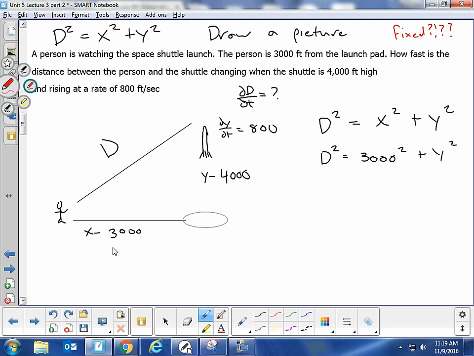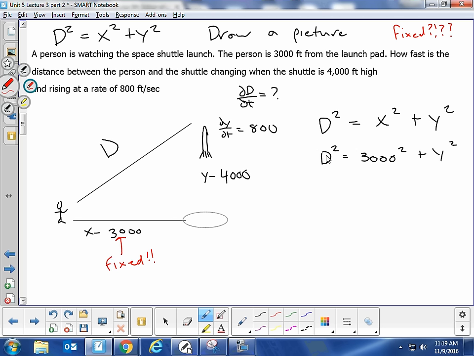So I made sure that I labeled this 3,000 as a fixed value. It's always going to be true. The height is not always true, right? Because the shuttle's going up in the air. Okay, well, I can take the derivative now.